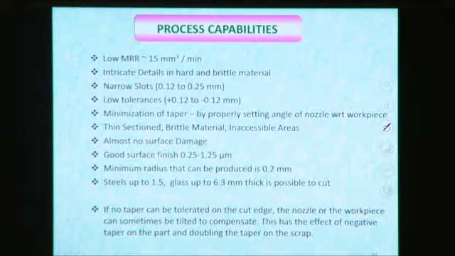process. And if no taper can be tolerated on the cut edge, the nozzle or the workpiece can sometimes be tilted to compensate. This has the effect of negative taper on the part and doubling the taper on the scrap.